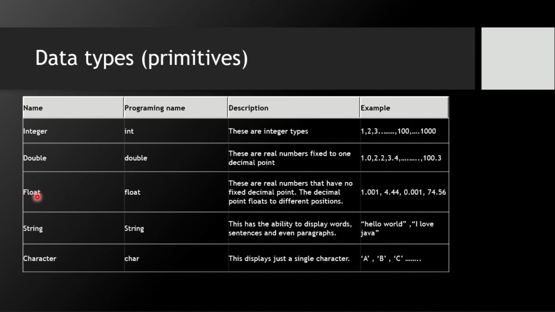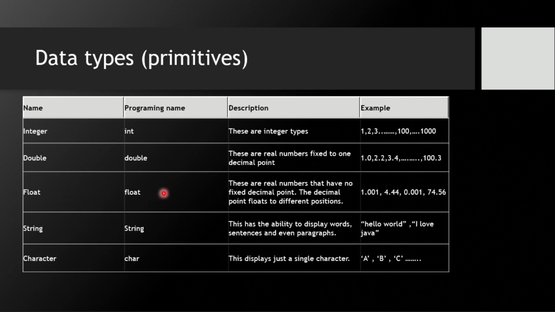Floats are basically the same as doubles, but a float could be a number like pi, 3.1437, which continues on. These are real numbers that have no fixed decimal point, and the decimal point floats to different positions, moving here or there, depending on how you have declared your arithmetic.